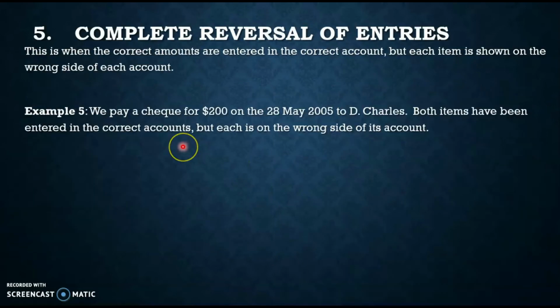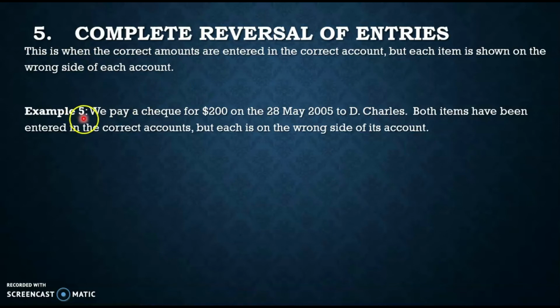Now the next error that we may come upon is complete reversal of entries. Now, complete reversal of entry is when the correct amounts are entered in the correct accounts, but each item is shown on the wrong side of each account. So if it should be on the debit side, you accidentally put it on the credit side, and in the other account it should have been on the credit side and you put it on the debit side. So it would not affect the trial balance agreeing. So we're going to have to fix it, since you have it on the wrong sides.